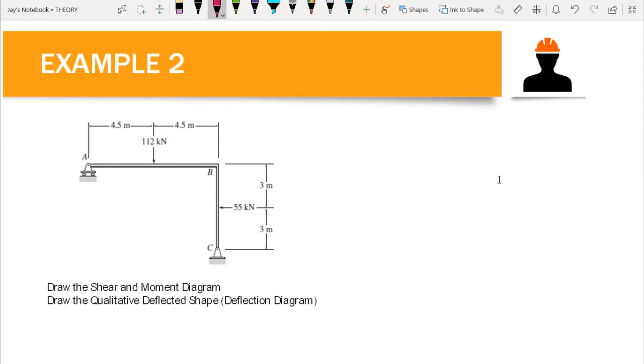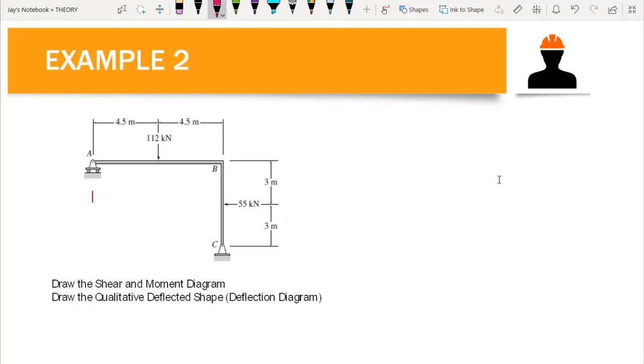Now, at point A, we have here a roller support. That means this one is restrained vertically. So we have here, let's say, AY. And for C, we have hinge support. We have vertical and a horizontal reaction. Let's say that CY and CX respectively. Okay? So in order to compute for our reaction, then we can use the equilibrium equation.